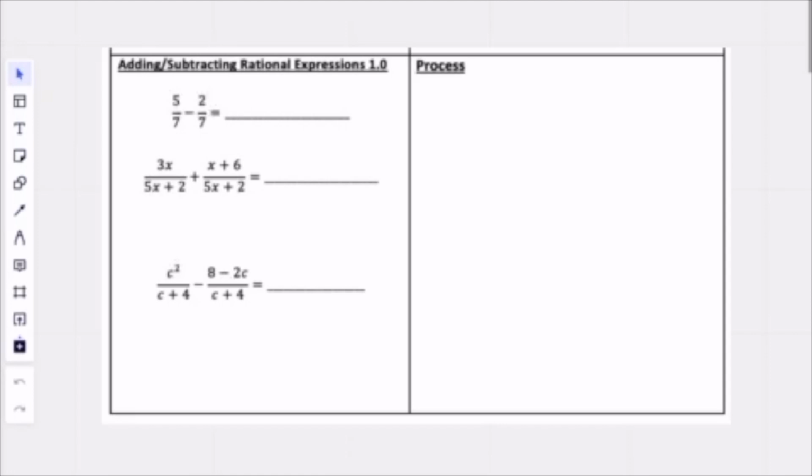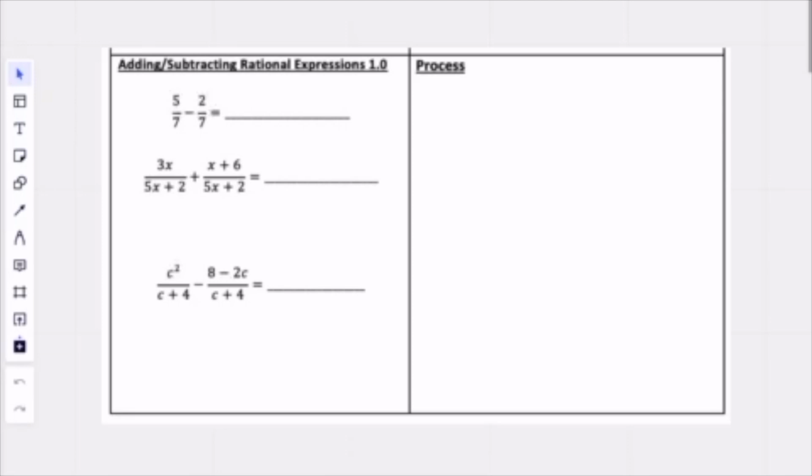Okay, in this video we are going to discuss how to add and subtract rational expressions, and I'm calling this 1.0 because if you notice, in these rational expressions we have common denominators. This makes this topic a little bit easier if the denominators are already the same. When you have common denominators, it's really like you are combining like terms.